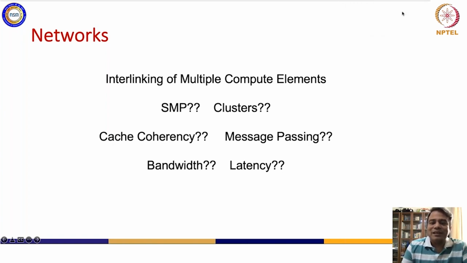When you have more and more processors, you actually need to interlink all of these. You need to interlink multiple compute elements, and then you can share your load across them. So many things came into being. You must have heard the term SMP, symmetric multiprocessing systems. Then clusters came into being. You look at things like cache coherency. You look at concepts of message passing between various compute elements. And when all these elements come into picture, you look at bandwidth and latencies.